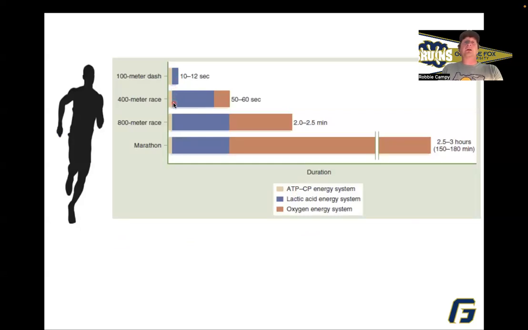In a 400-meter race, you can't just flat out sprint at full maximal speed for the entire 400. So we have to pace ourselves to some extent, and that means we're also including some of the aerobic system, but it's not really dominant. We're still really pushing ourselves to go at the highest pace that we can. In the 800-meter, you need to pace yourself more, so we're going to see a greater contribution of the aerobic energy system. And in a marathon, this can be hours in duration.